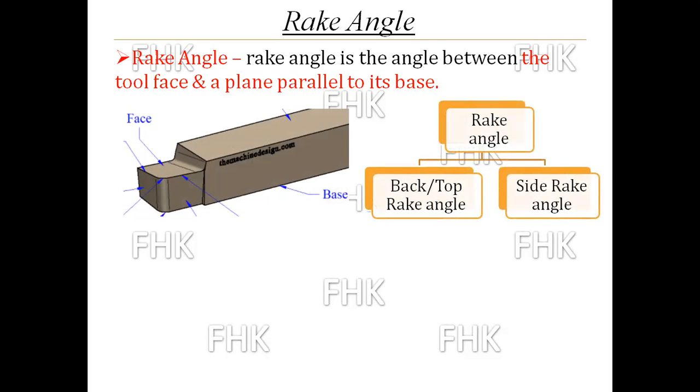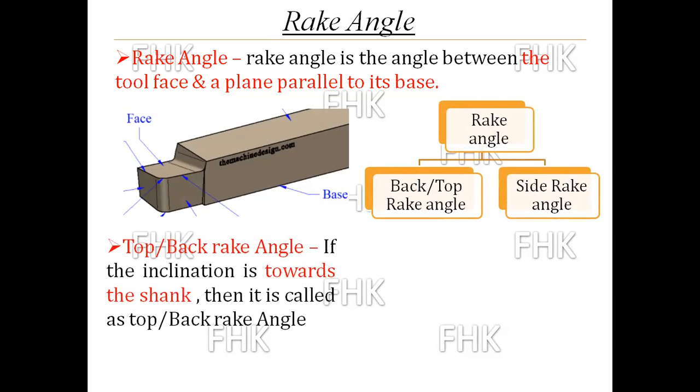According to two different views, this rake angle is classified as back rake angle or top rake angle, and the second one is side rake angle. These two angles you can see in two different views. This back rake angle or top rake angle, in some books it is given as back rake angle, in some books the name is given as top rake angle. So back rake angle or top rake angle you can see in front view, and side rake angle you can see in the side view of this geometry.